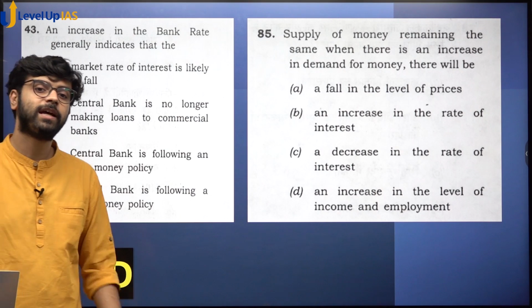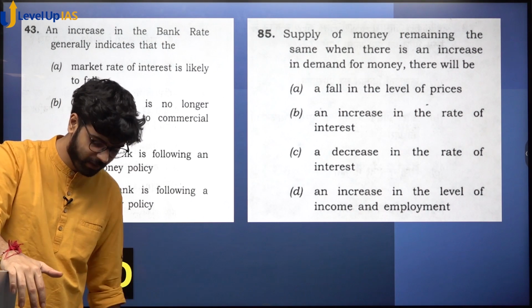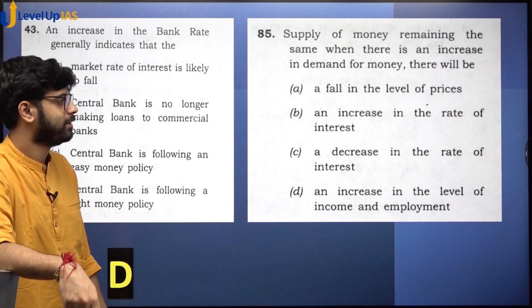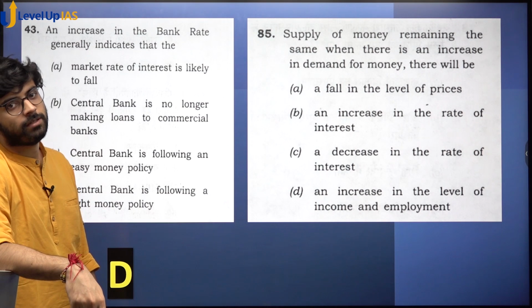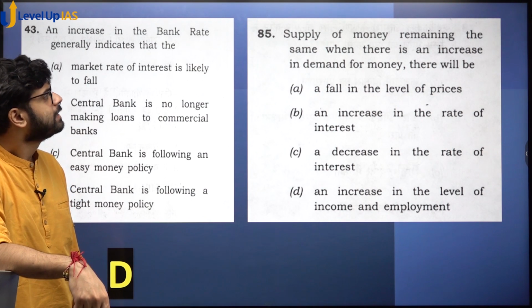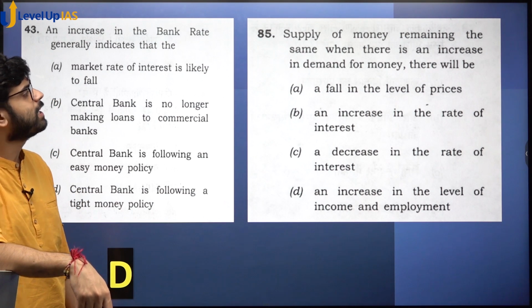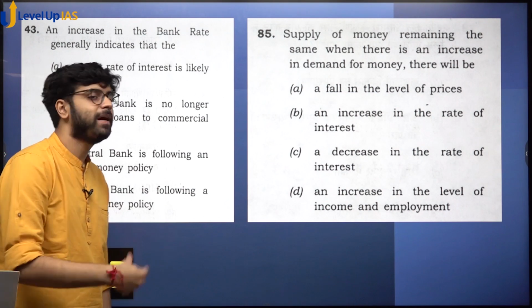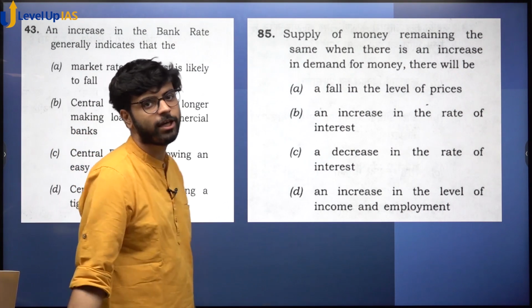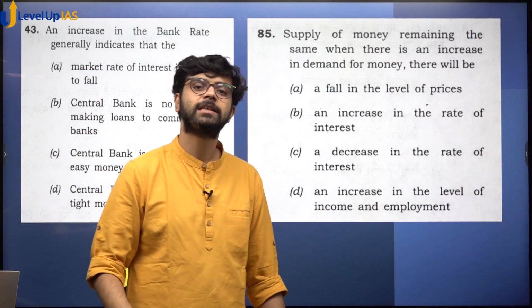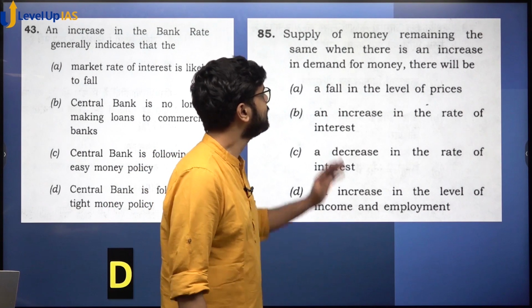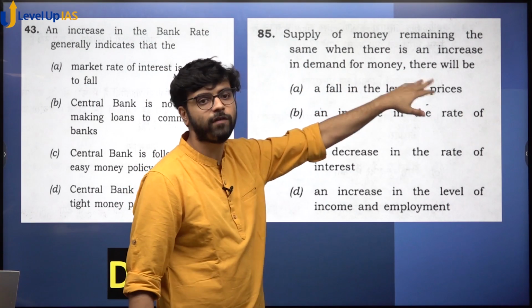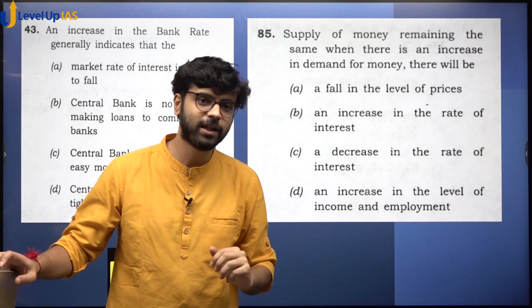There were 22 questions in 2011. Consistently 20 questions are in every paper except 2014. Supply of money remaining the same, there is an increase in demand for money. What will happen? What is money here? Think of money as any commodity. Think of money as apples, mobile phones, cars, anything. When supply of apples remains the same and demand for apples increases, what will happen? Price of apples would increase, correct?